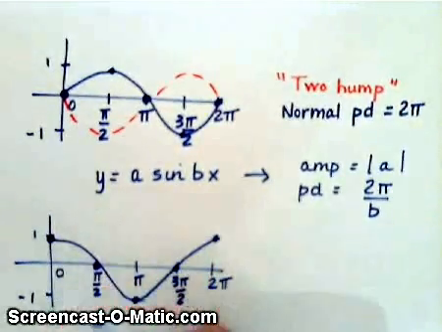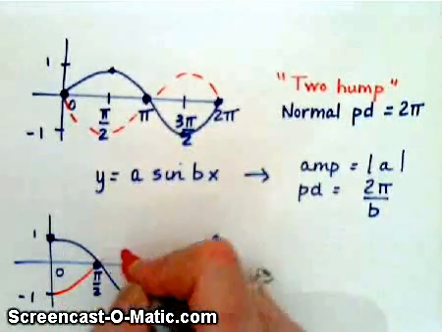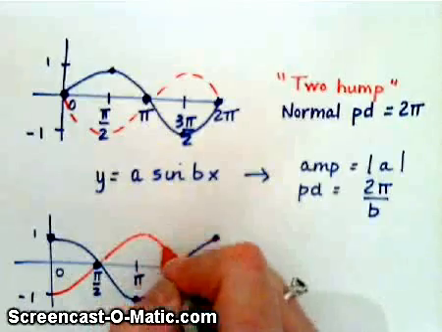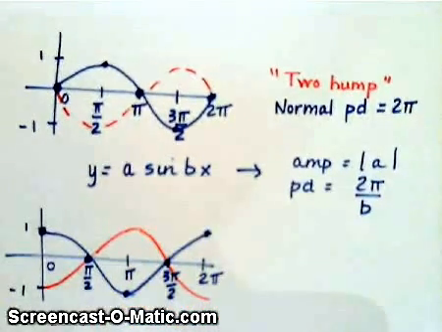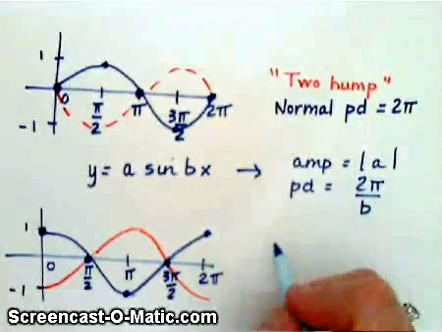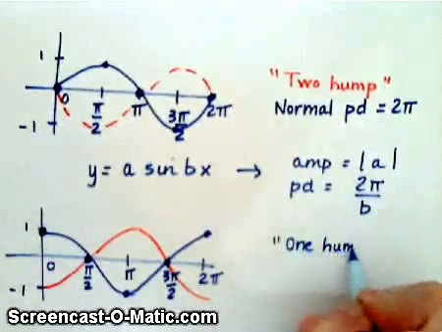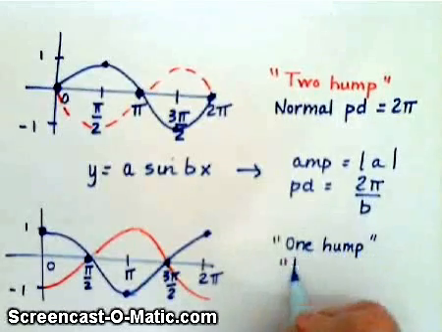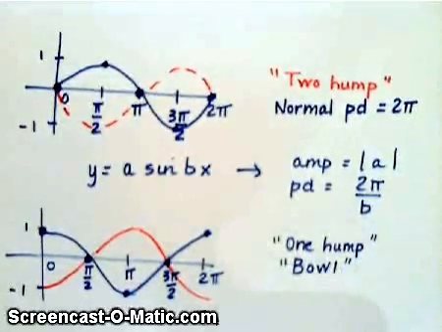This is opposite or negative cosine. It would go like this, like that. That's negative cosine. And negative cosine and positive cosine are one-hump curves, and they look like a bowl. And again, amplitude and period are the same as for sine.